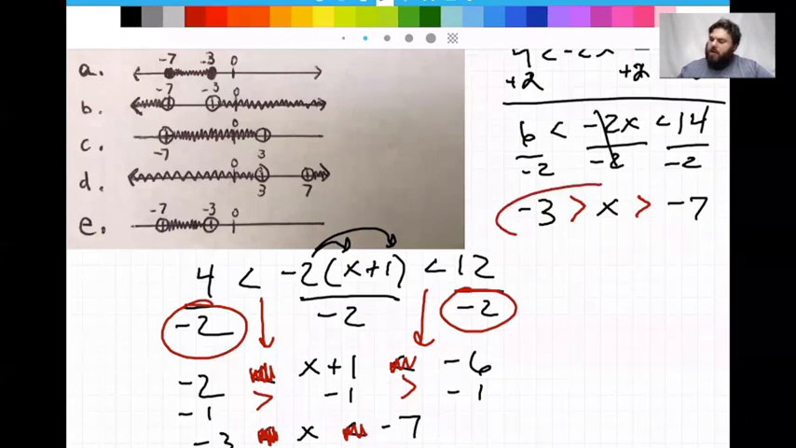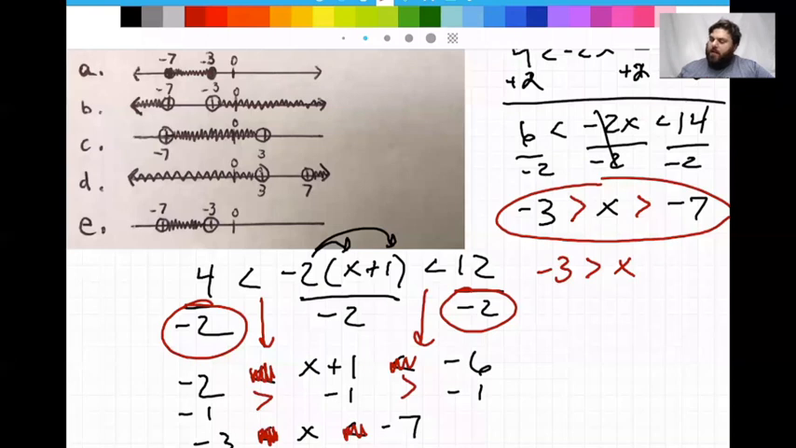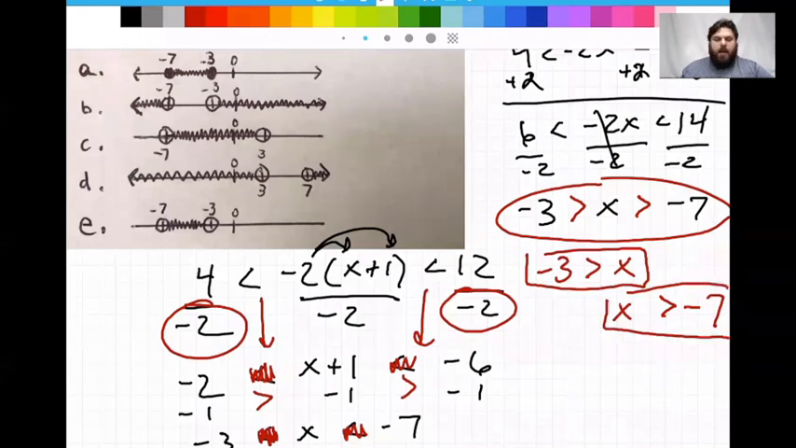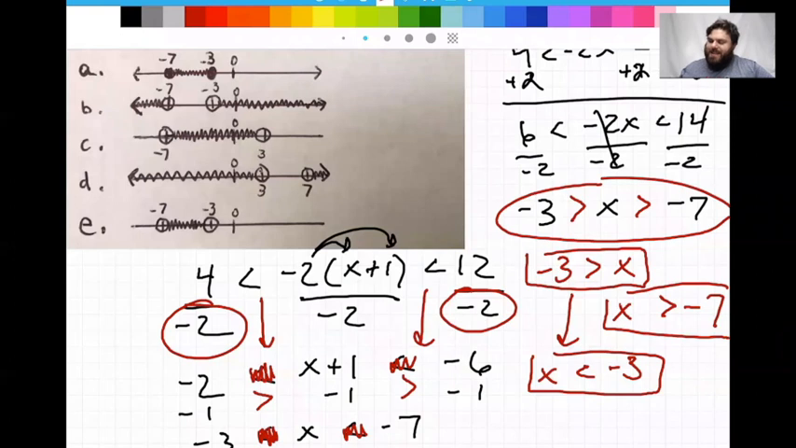Okay, so what you got to do is look at this compound inequality. Basically, mathematicians are being lazy. This is really what is happening here. There's 2 little inequalities shoved into one. Okay, so the first one says, I always rewrite my inequalities with my variable on the left side because it makes more sense to me. X is less than negative 3. Okay, x is less than negative 3, and x is greater than negative 7.